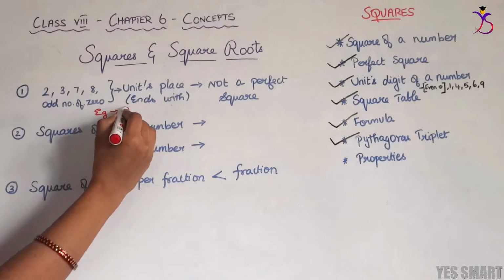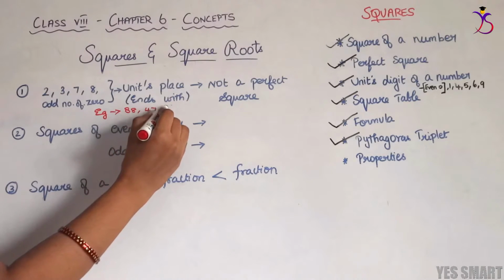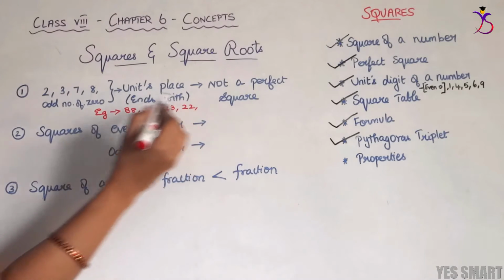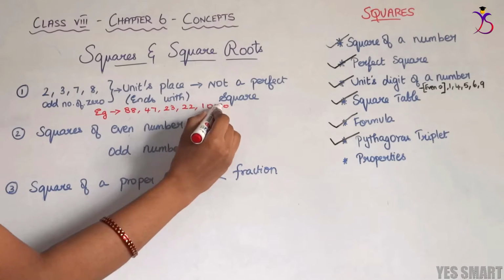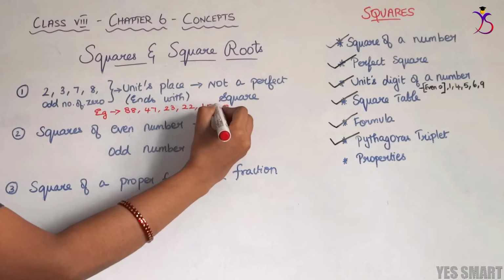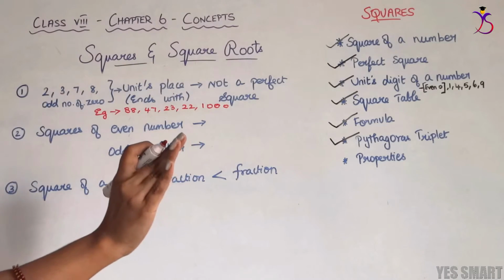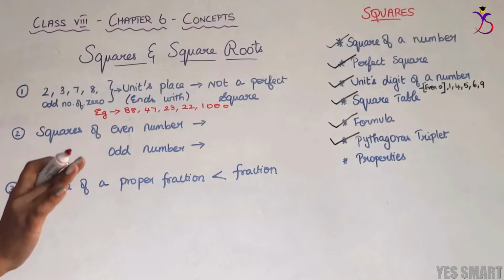Examples: 88, 47, 23, 22. For an odd number of zeros, we can write 1000, that is 1, 2, 3 zeros, and 3 is an odd number. If any number ends with 8, 7, 3, 2 or an odd number of zeros, then it is not a perfect square number. You can try taking the square root of these numbers, you will not get a perfect answer.